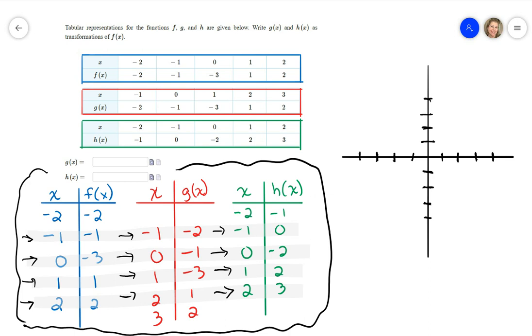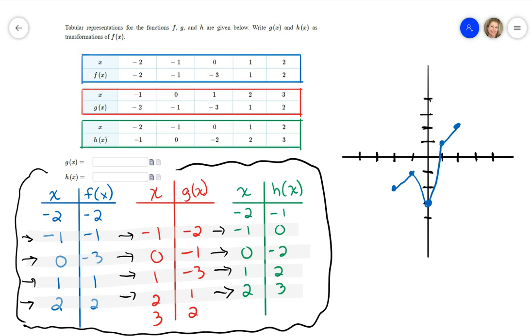So for blue, I'm going to graph all 5 of these points. So -2, -2, that's 2 to the left, down 2, right here. And then -1, -1, that'd be 1 to the left, down 1, is here. Then 0, -3, which is here. 1, 1, over 1, up 1. And 2, 2 is over 2, up 2. And then I'm going to go back to my preschool days and connect the dots.